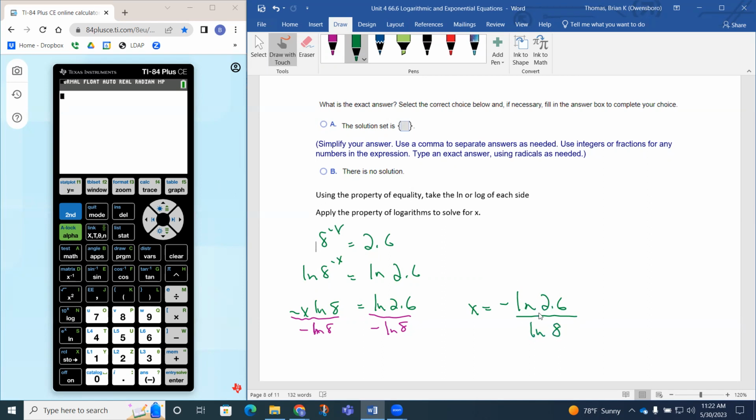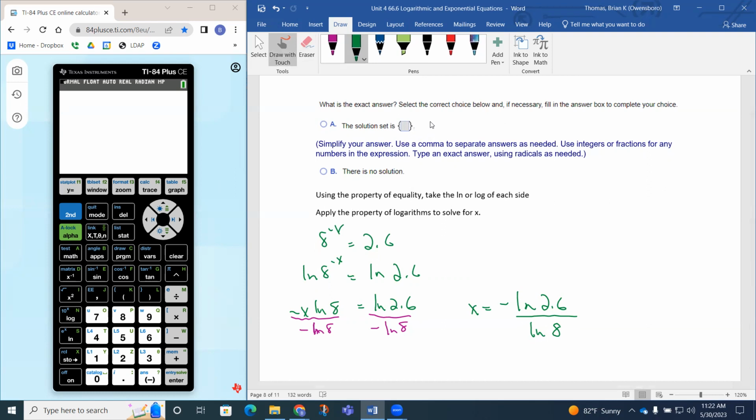Now, remember, you can't write this as subtraction. I do have a quotient, and to be subtraction, you'd have to have the natural log of 2.6 over 8 like that, but this is not the same thing. So don't get that confused. This quotient is still a quotient. You can't change it to subtraction. That's not a property of logarithms. So our exact answer is going to be that.